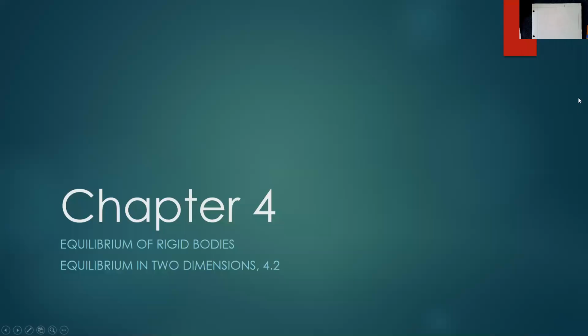This is lecture 10, chapter 4. This is a continuation of equilibrium that we discussed in the previous chapter. I want to continue doing examples showing you how equilibrium can be achieved, and forces can be determined simply by using the three fundamental equations of summing the forces and summing the moment.